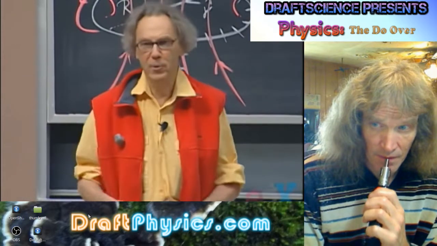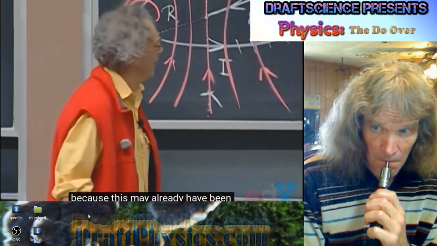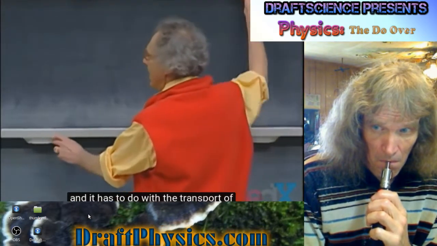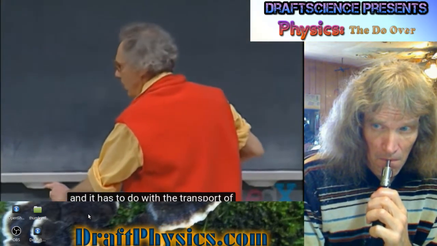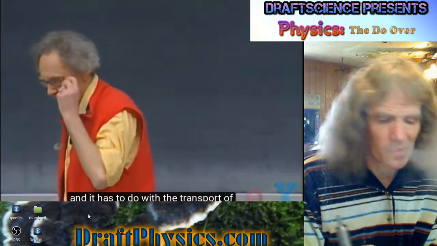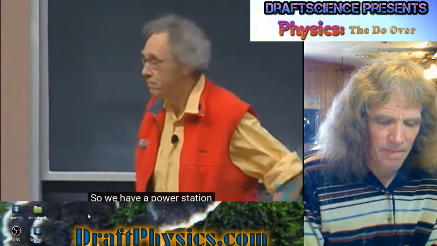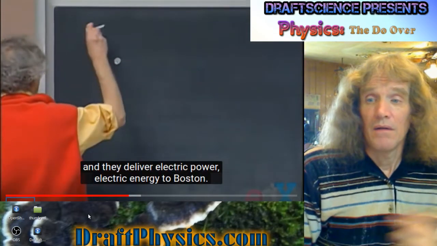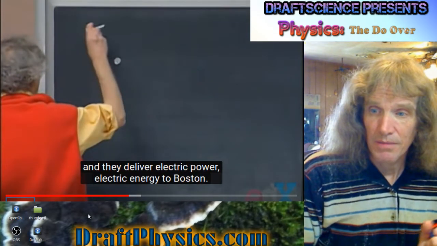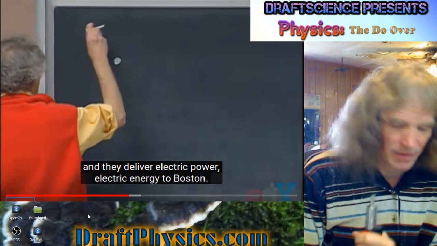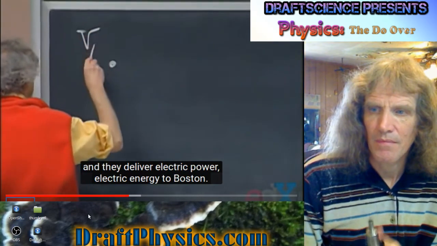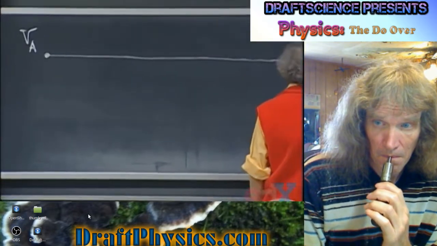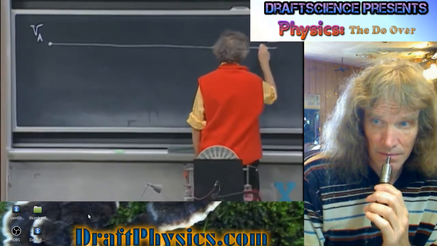But I now want you to relax a little bit, because this may already have been a little rough on you. And so now I want to discuss something entirely different, something very practical, and it has to do with the transport of electric energy. So we have a power station somewhere at location A, and they deliver electric power, electric energy to Boston. I don't know if changing the subject makes much sense, but I guess we'll go a little deeper here. A few more minutes. Here is Boston, location B.